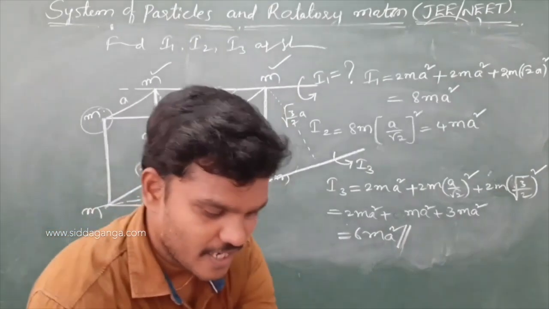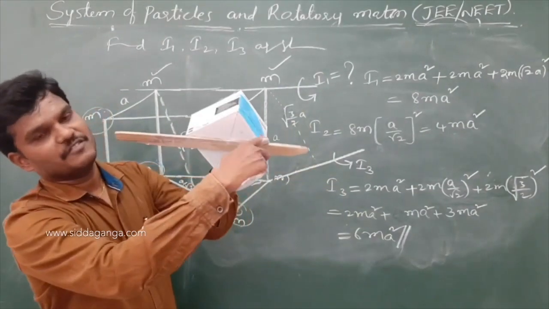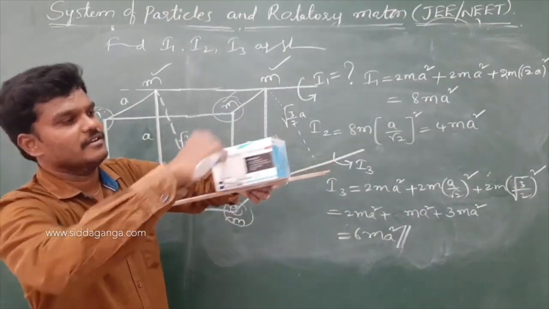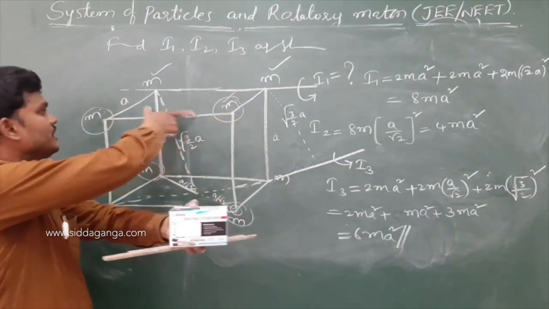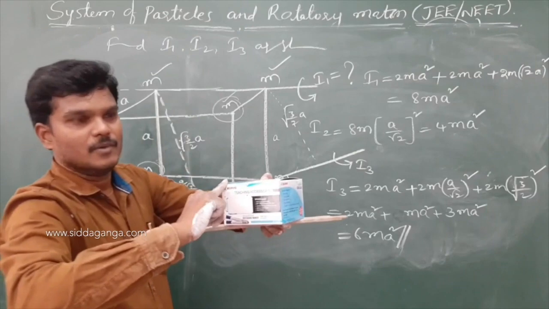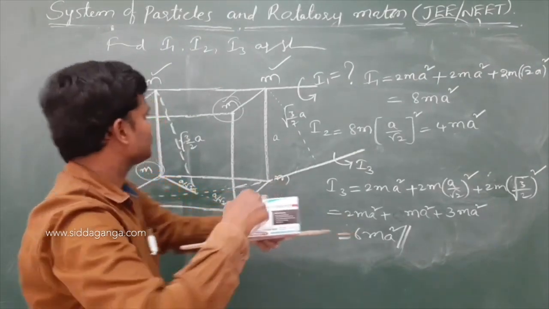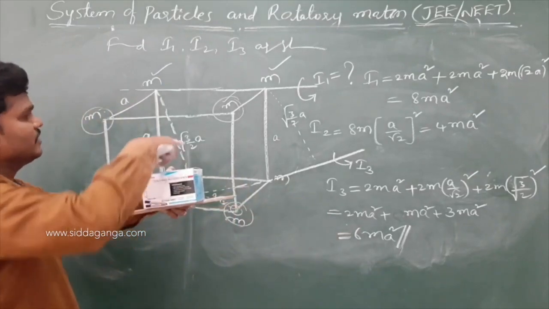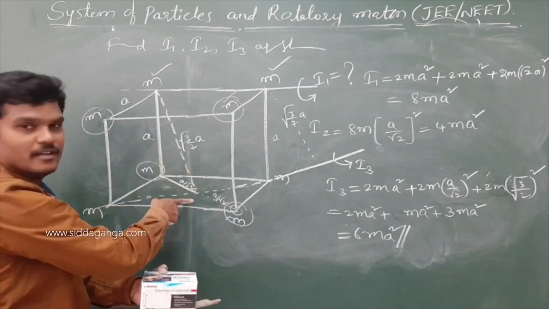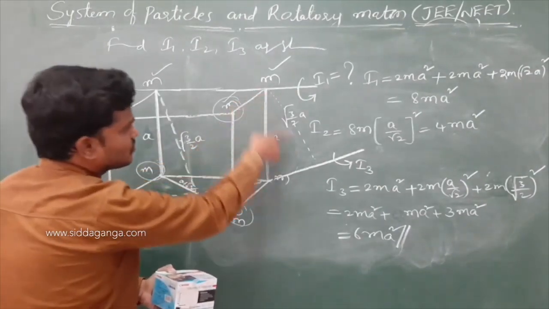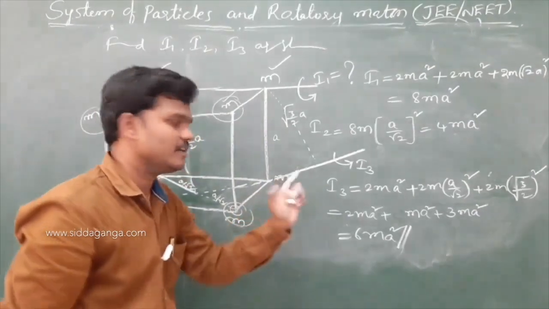So imagine the diagram correctly. Due to these two, there is no moment of inertia. This is m a square. Two are completed, okay, these two completed. And see the distance, above one is completed. Remaining two are at a distance of root 3 by 2 a. And this is also root 3 by 2 a. So you will get finally 6 m a square. Imagine correctly and verify the answer.